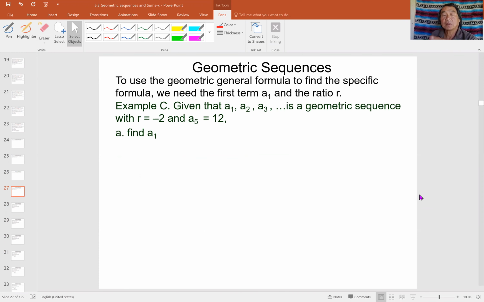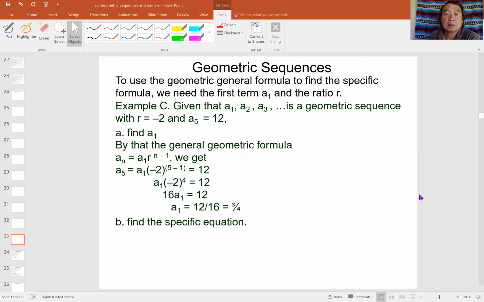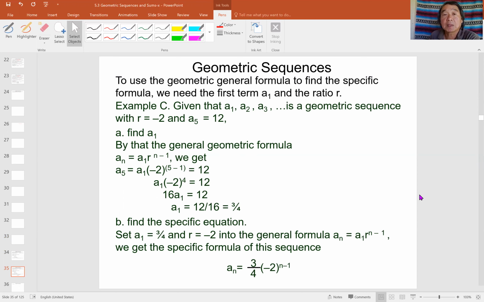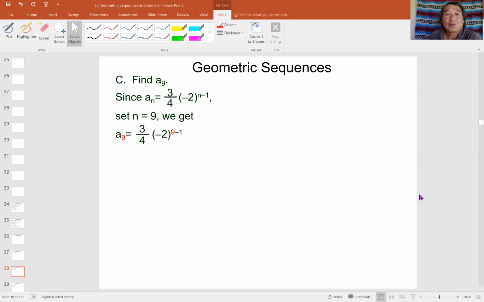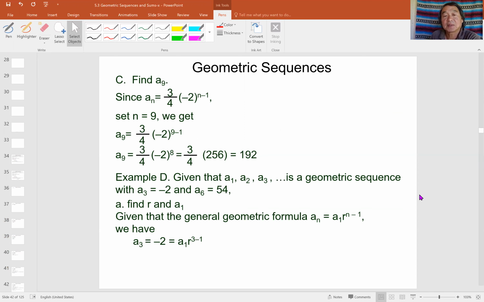Here again, it's geometric. It asks you to find the first number so you can go back and find the specific formula. And here's how you recover the first number. The algebra is different because they're all dividing or multiplying, while the other ones all add and subtract. Then you can plug in to find a specific formula for this geometric. And just like the other problems, we begin to hide the information. You have to find the R and A1 for the geometric sequence, then get the specific formula.